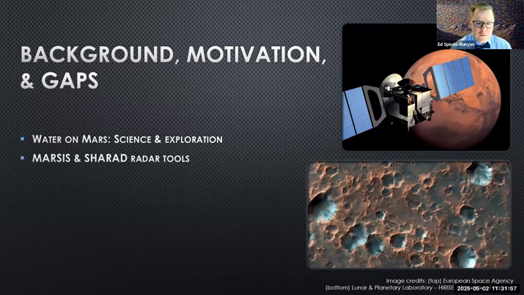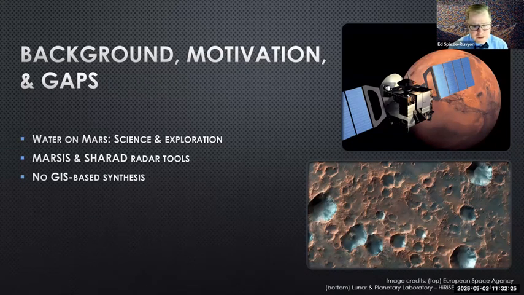I used MARSIS radar to search below the surface. Now, MARSIS is an instrument aboard the ESA's Mars Express orbiter that sees deep underground, about 5 kilometers below the surface. While SHARAD, the instrument on NASA's Mars Reconnaissance Orbiter, sees shallow layers of around 1 kilometer, but with more detail. I used SHARAD as a check to validate my findings.